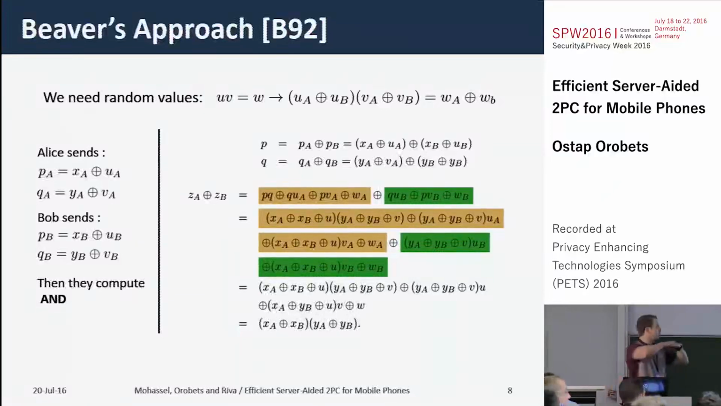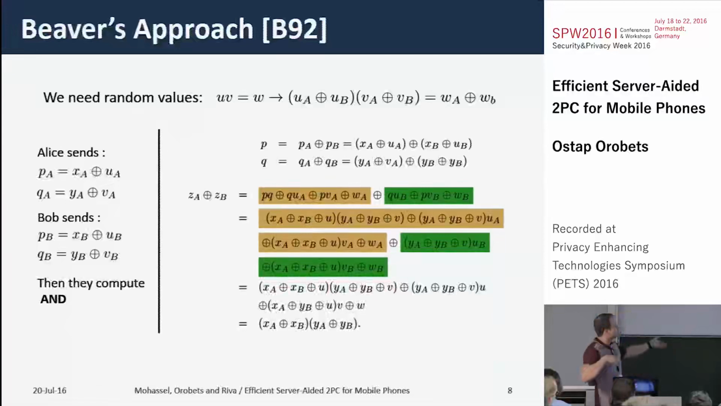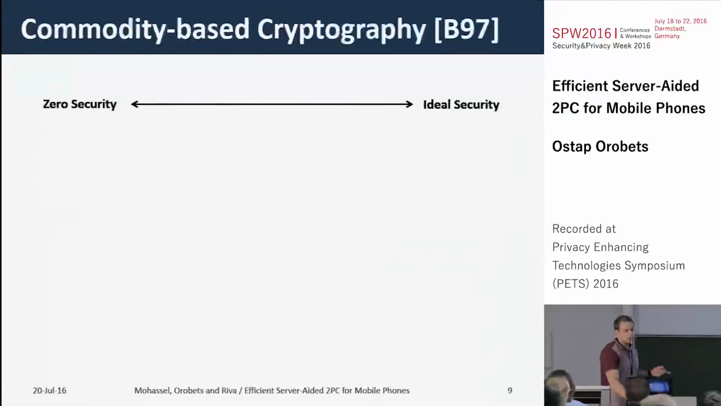So the protocol right now is divided into a so-called offline phase and online phase. Offline is when we get those triplets, and online is when we do the actual computation. So here comes handy commodity-based cryptography.